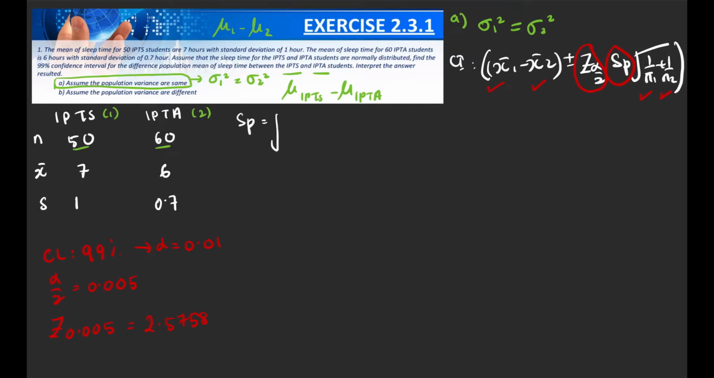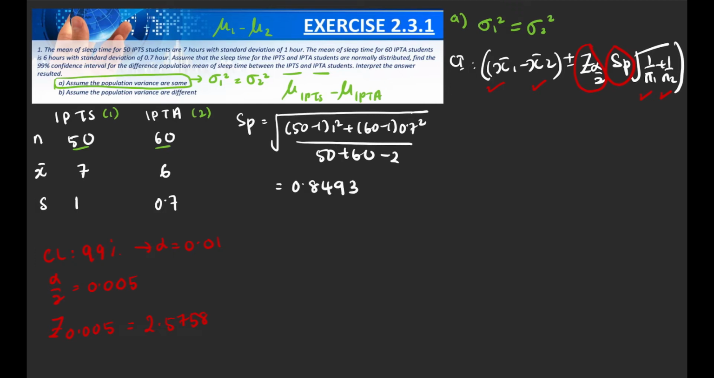Then calculate the SP. SP is equal to square root of 50 minus 1 times 1 square plus 60 minus 1 times 0.7 square, over 50 plus 60 minus 2. So here you will get 0.8493. Make sure you calculate it correctly. Right now we have the SP, we have the Z alpha over 2. Substitute all into the formula.